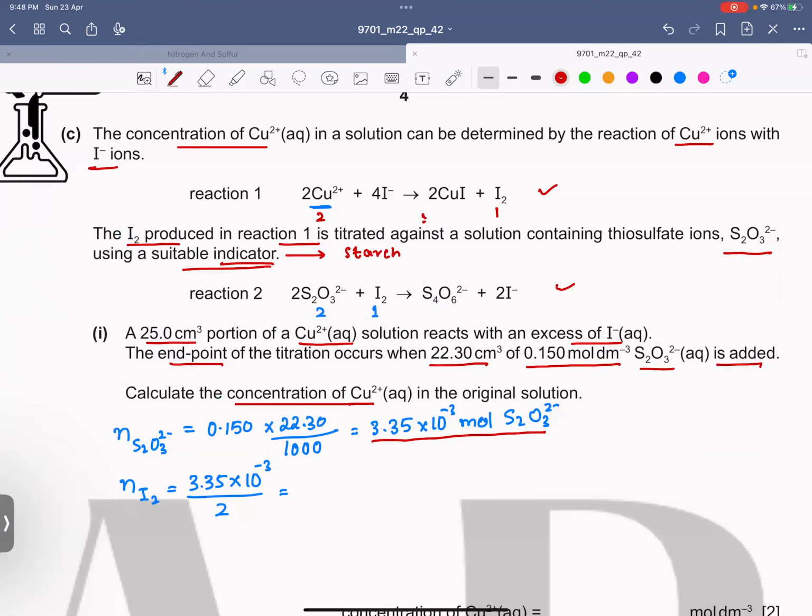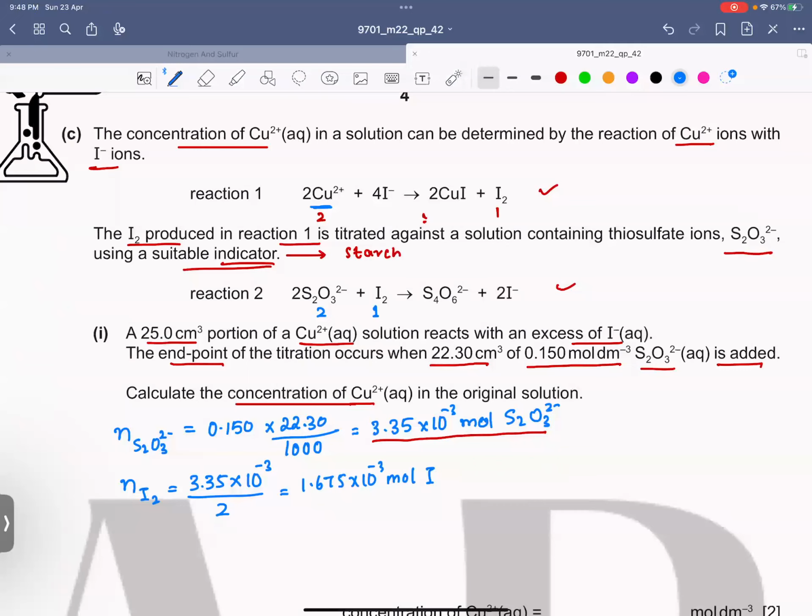So can anybody tell me the answer? Sir, 1.675 times 10 to the power minus 3. So these are the moles of iodine. And these moles of iodine are actually produced in reaction 1. According to reaction 1, 1 mole of iodine is produced by 2 moles of copper. So to find the moles of copper, I have to multiply these moles by 2. If you can understand initially, you can just do this first step only. There is no need to show these stages as well.